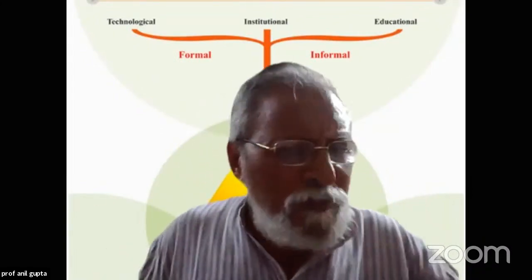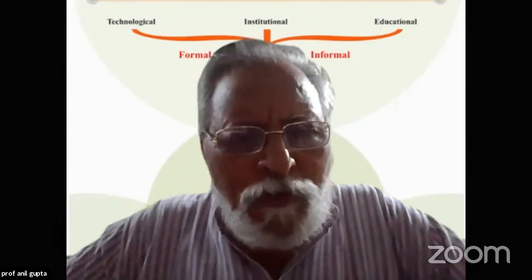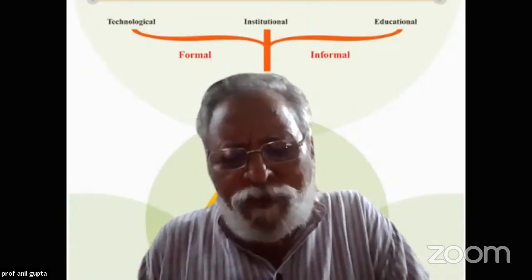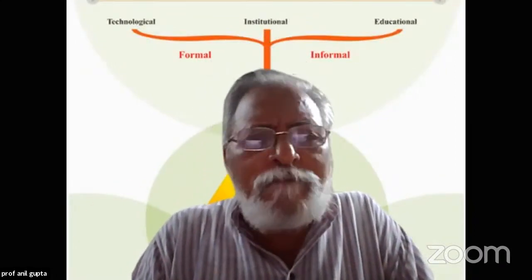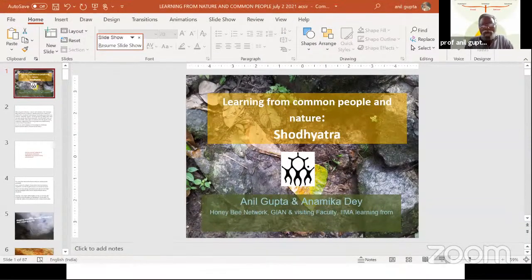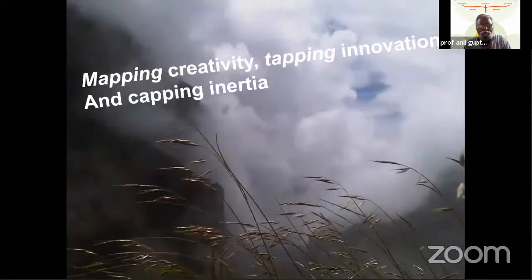And then we say, okay, but what about this problem? Oh, we know somebody in the village who has solved that problem also. And then the whole purpose of our Shodhyatra, of our connection, starts becoming clear, and we start finding innovators. So it's very important that we create bridges, learning bridges of this kind. So we are trying to map creativity, we are trying to tap innovations, we are trying to cap inertia, trying to do all the three in our learning walk.